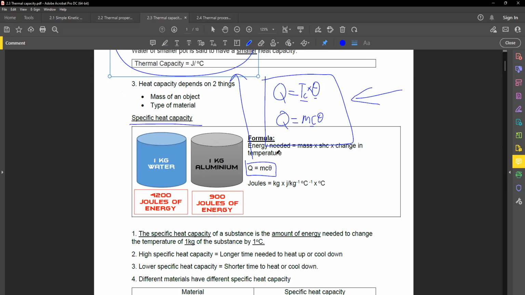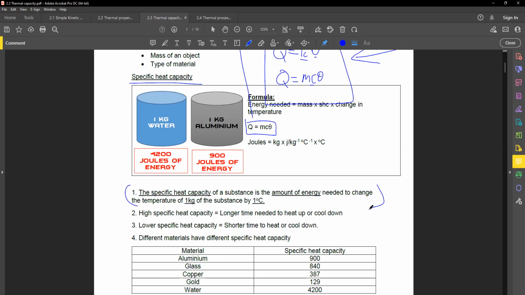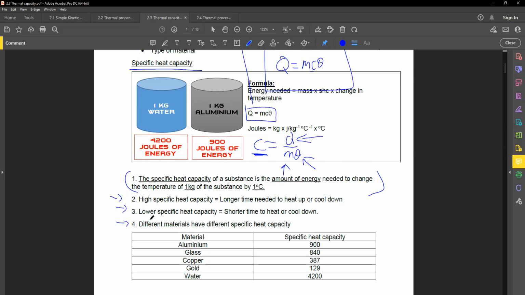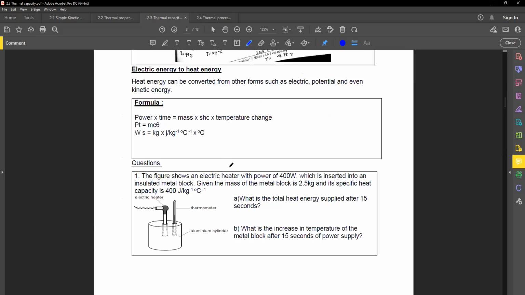Okay? Yeah, then, oh, and in terms of specific capacity, if they ever ask, right, it's basically going to be this, guys. You have to explain it according to the formula, which is C equals Q over M theta, right? From here, specific heat capacity is the amount of energy needed to change 1 kg of a substance by 1 degree Celsius. Very, very important, guys. You must know this, right? And then everything else you can read yourself, right? Read yourself. Make sure you understand your calculation here.